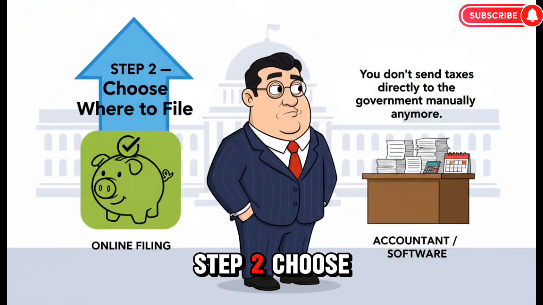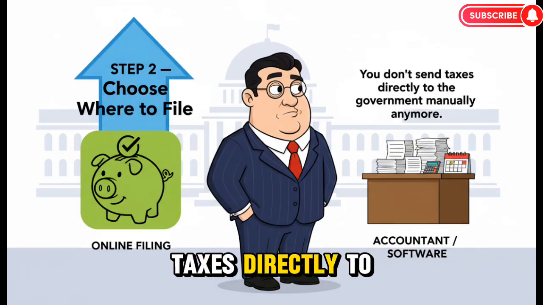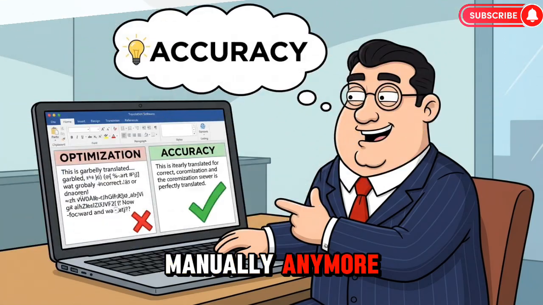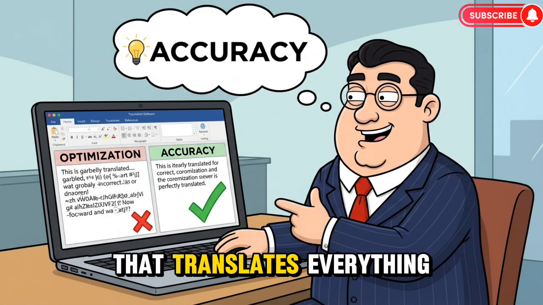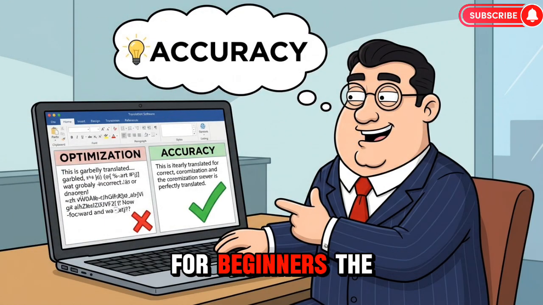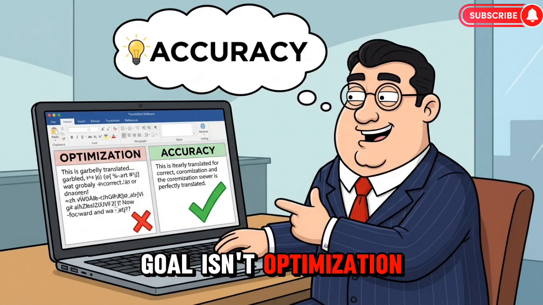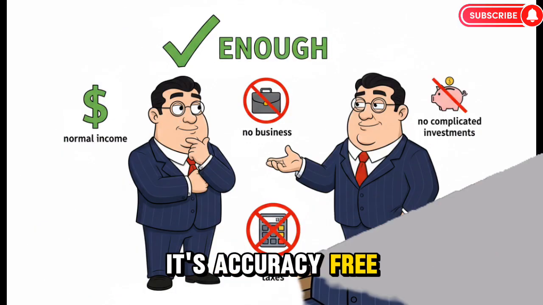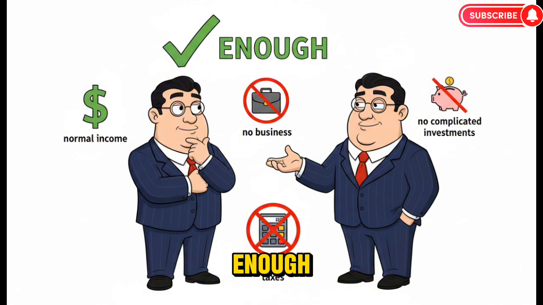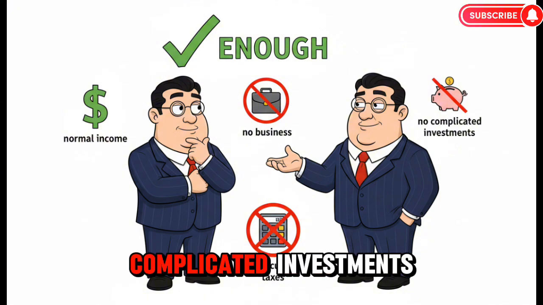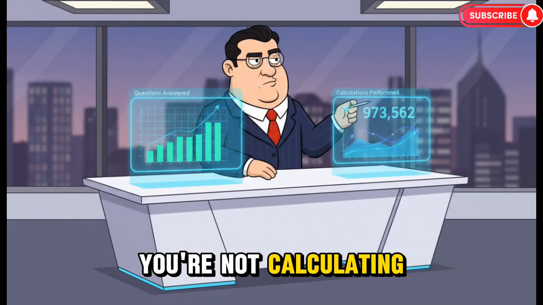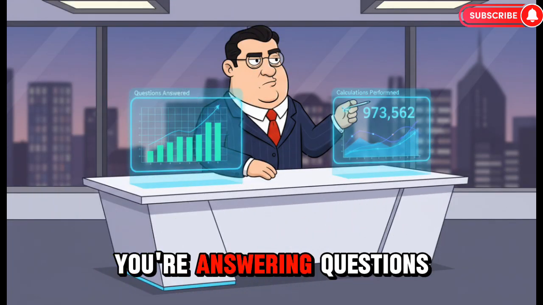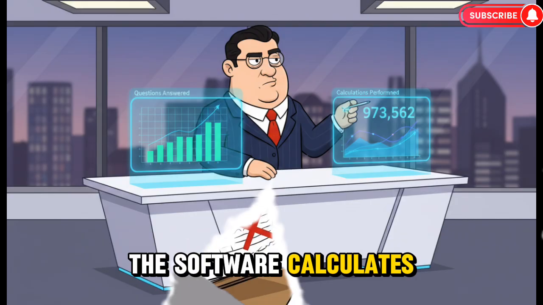Step 2. Choose where to file. You don't send taxes directly to the government manually anymore. You use software that translates everything. For beginners, the goal isn't optimization, it's accuracy. Free filing software is enough if you have normal income, no business, no complicated investments. You're not calculating taxes, you're answering questions. The software calculates for you.